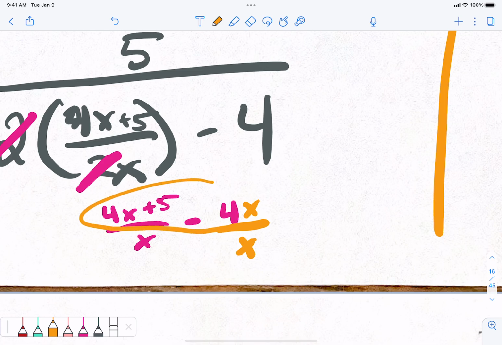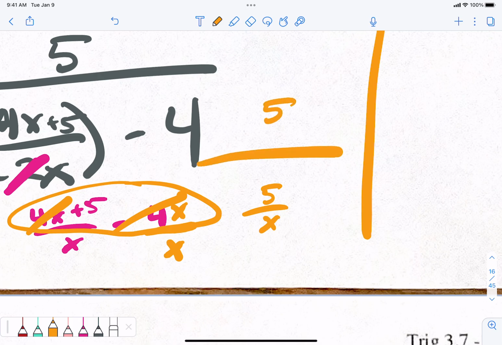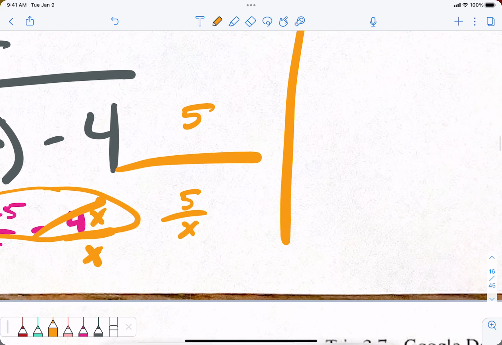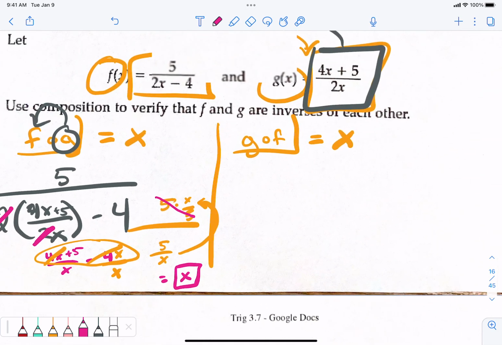Then what happens? If I simplify this stuff on the top, the 4x's go away, right? So what's left on the bottom? 5 over x. And up here is 5. So I have 5 over x. Ooh, what a mess. And then what? How do I divide by a fraction? You multiply by the reciprocal. So I multiply by x over 5, yeah? And then the 5's cancel, and so all I'm left with is x, like I'm supposed to, right? Okay, now let's check the other direction.